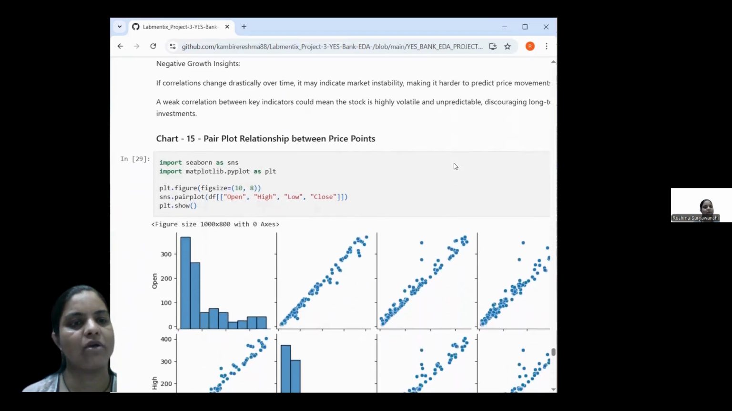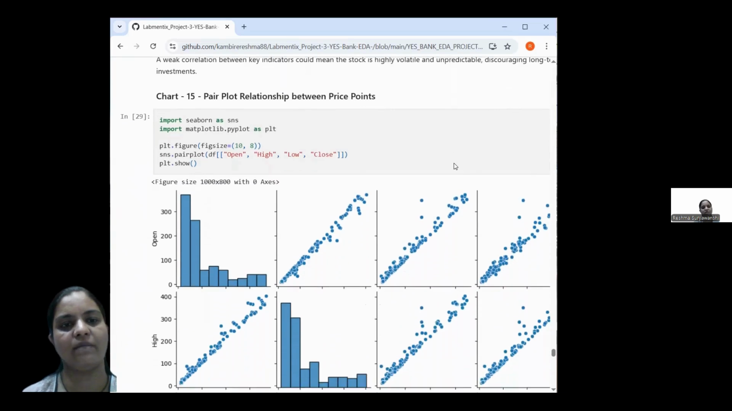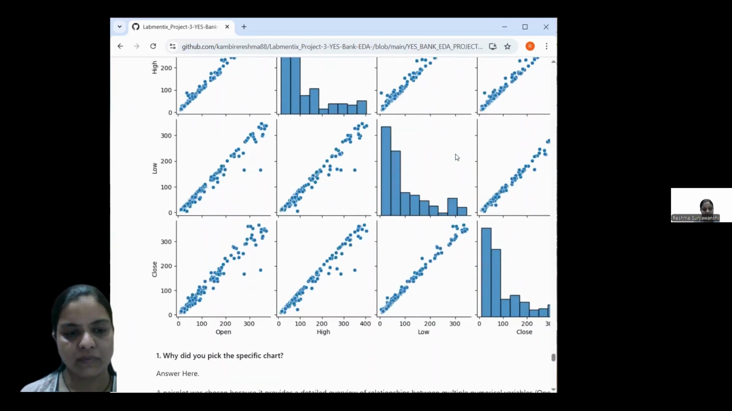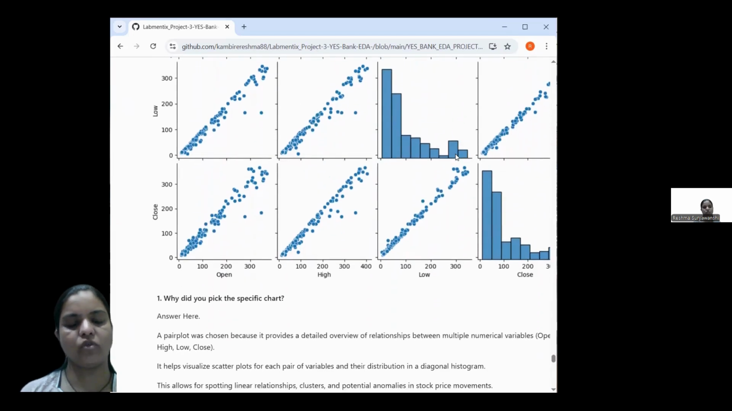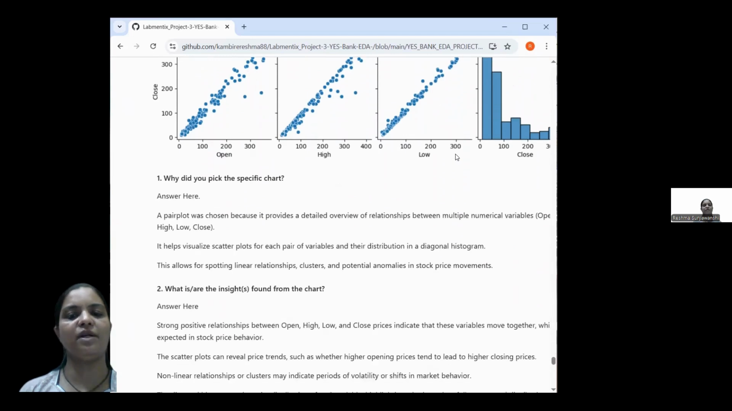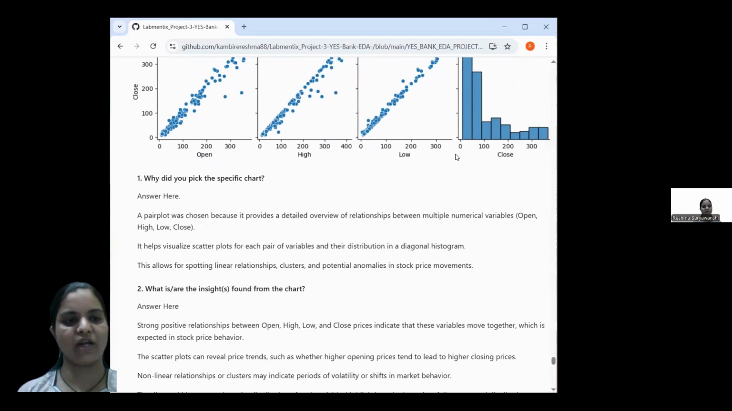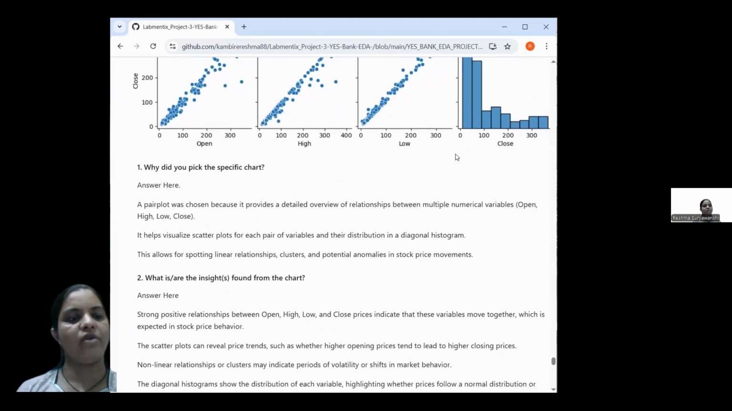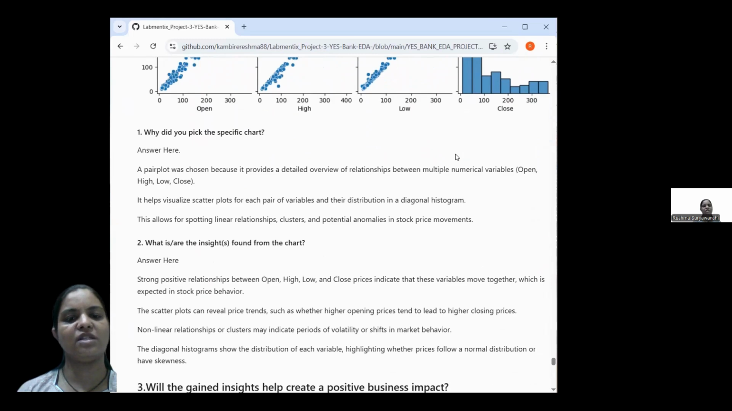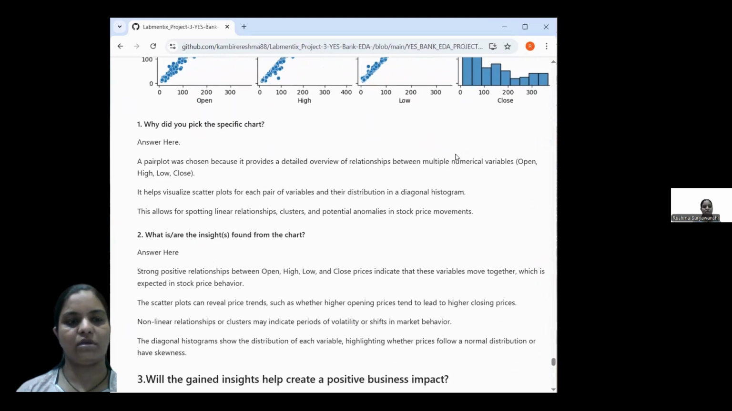Last is pair plot, relationship between price points, where a pair plot was chosen because it provides a detailed overview of relationships between multiple numerical variables: open, high, low, close. It helps visualize scatter plots for each pair of variables and their distribution in a diagonal histogram.